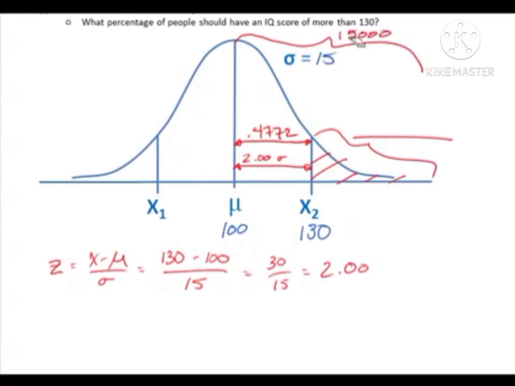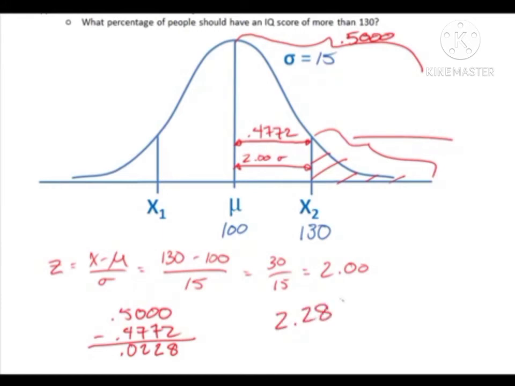Now, in dealing with outside areas, we know that 50% of the graph is right here, 0.5000. So if we take that 50% and subtract the 0.4772, which is the inside area, we get an outside area of 0.0228, or 2.28% of the people have an IQ greater than 130.